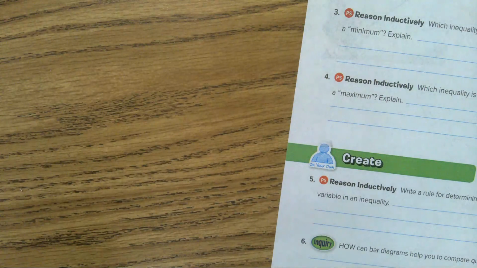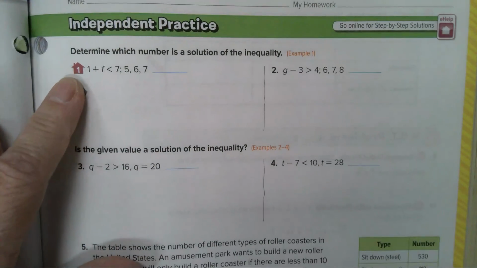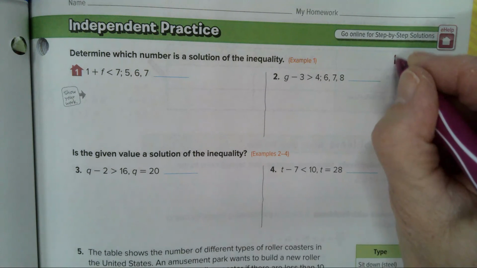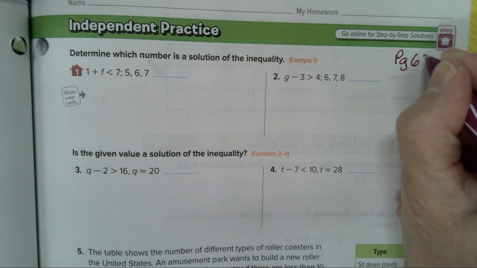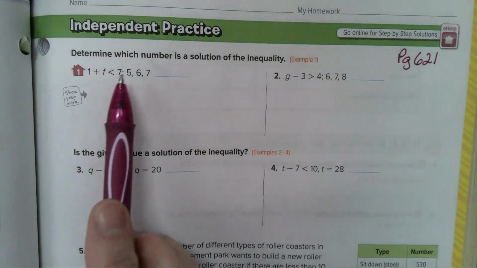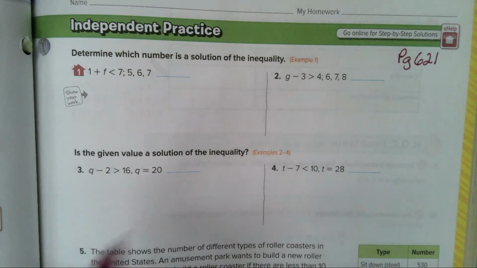Now, I would like for you to go to page 621, and I want you to do 1, 2, 3, and 4 on page 621. Kids, listen. It says, determine which number is a solution to the inequality. One or more of these are the correct answer.